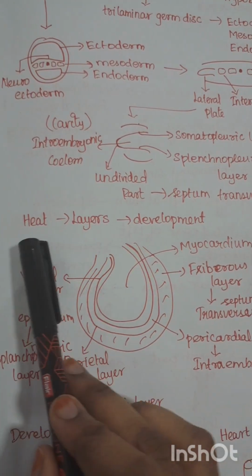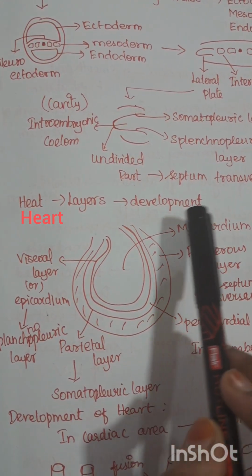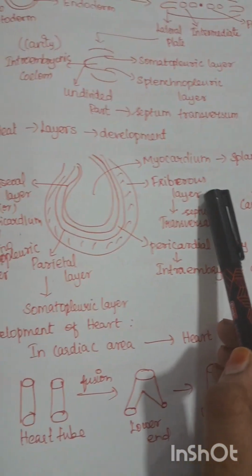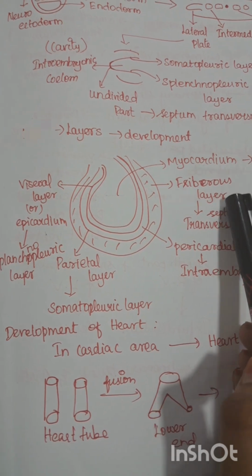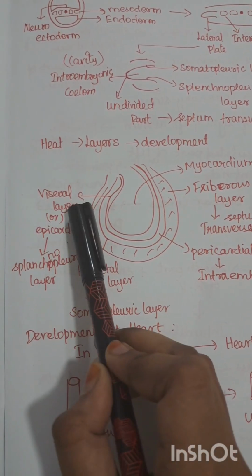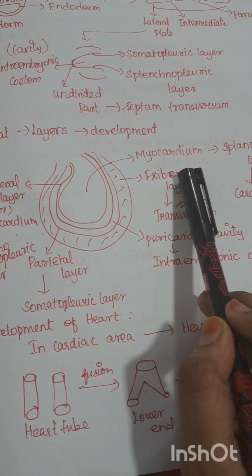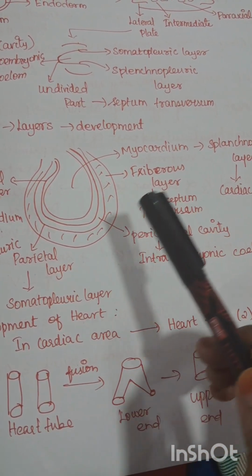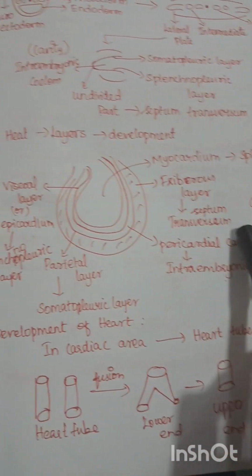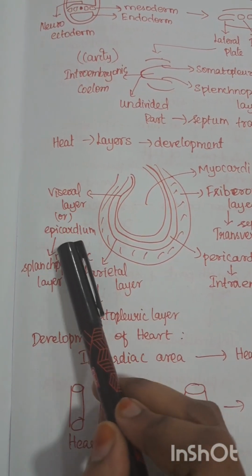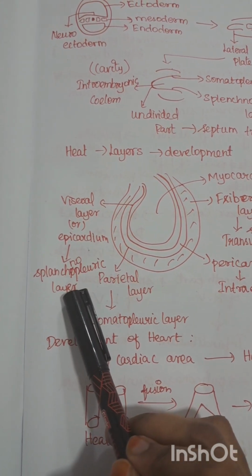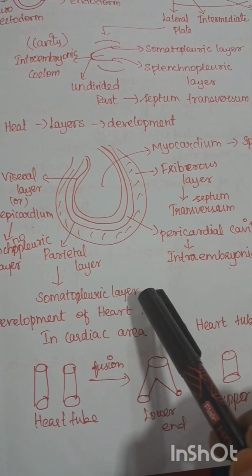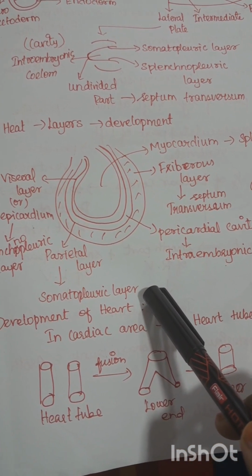Now we are going to see the formation of the layers which surround the heart. First we have the outer fibrous layer and the inner serous layer. In the serous layer we have the parietal layer and the visceral layer. The fibrous layer is developed from the septum transversum. The visceral layer, also known as the epicardium, is developed from the splanchnopleuric layer of the lateral plate. And the parietal layer is developed from the somatopleuric layer.